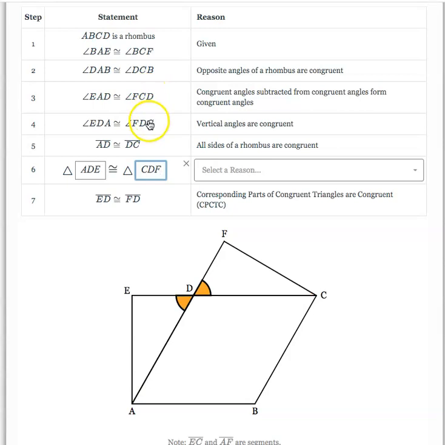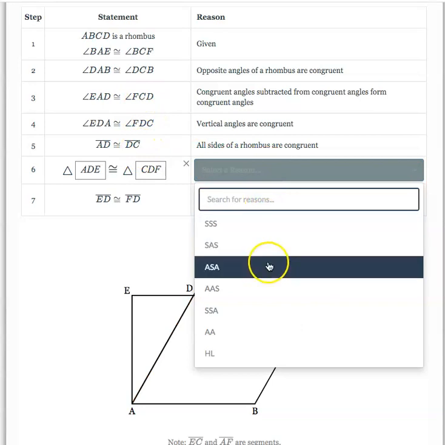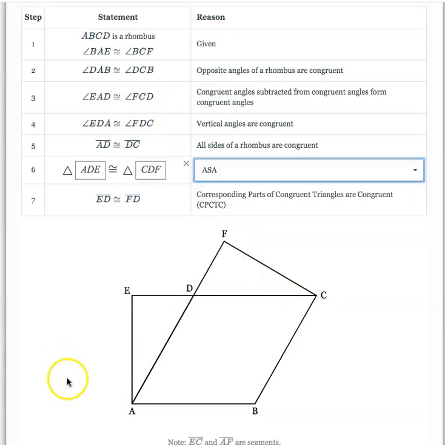Look at where your angles are and look at where the side is. The side is in between, or included between, these two angles. Therefore, our reason is angle, side, angle. And we're complete.